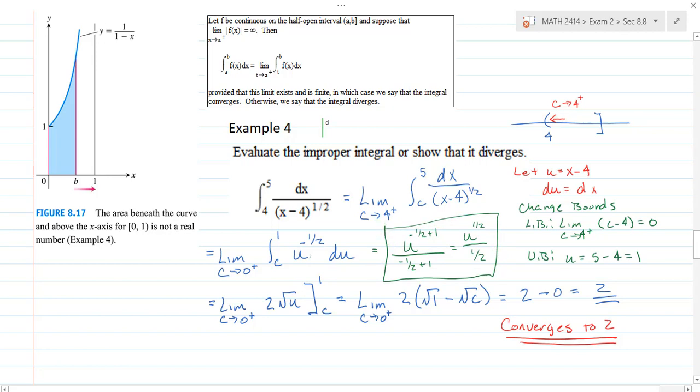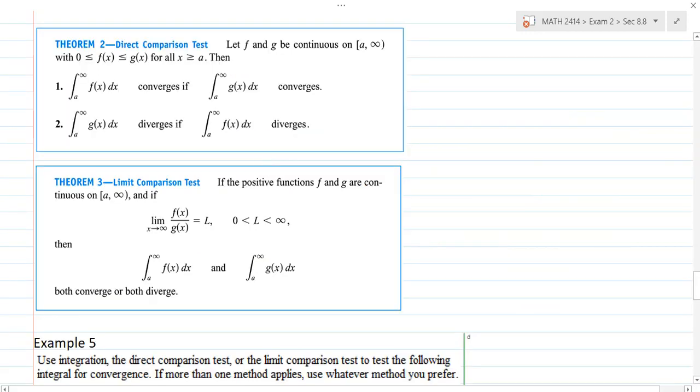I would rather you show more work than necessary than less work than necessary, or even risk getting the problem wrong by not showing enough steps. Theorem 2 is something that we're going to use in Chapter 10 quite a bit as well.